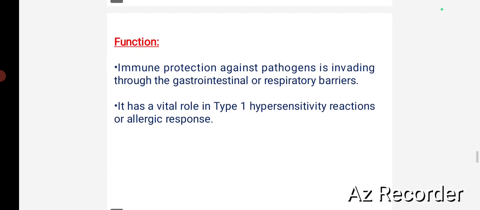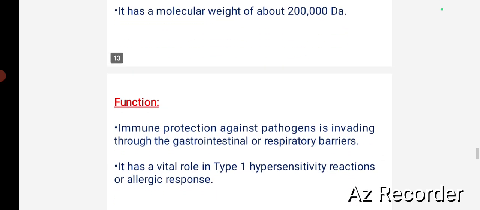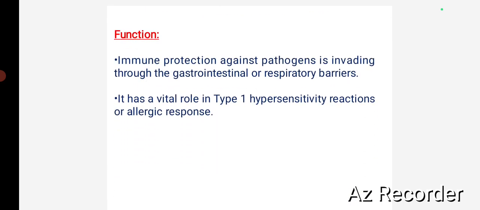Next one, function of IgE. It provides immune protection against pathogens invading through the gastrointestinal and also respiratory barriers, acting as a barrier of the respiratory and gastrointestinal tract against any pathogen entering. It has a vital role in type 1 hypersensitivity reactions or allergic response.